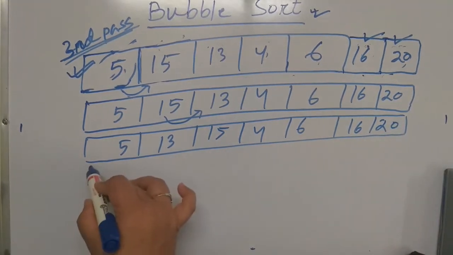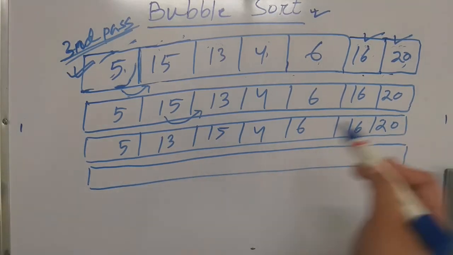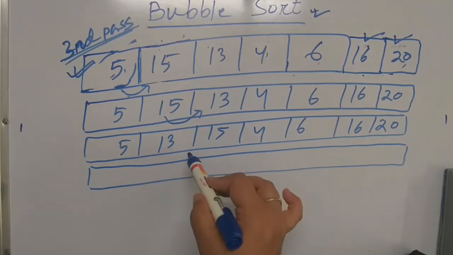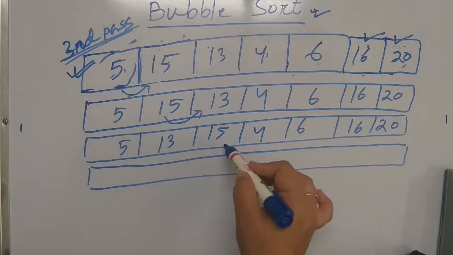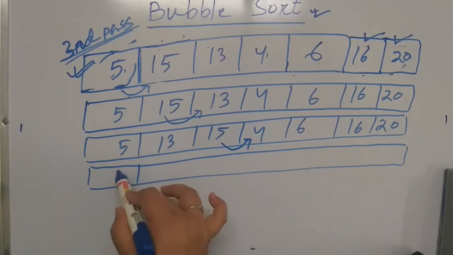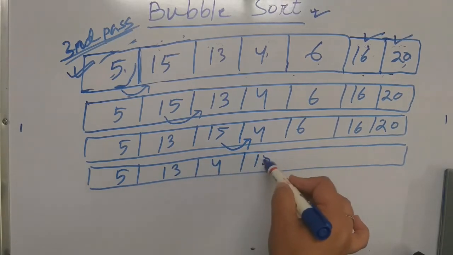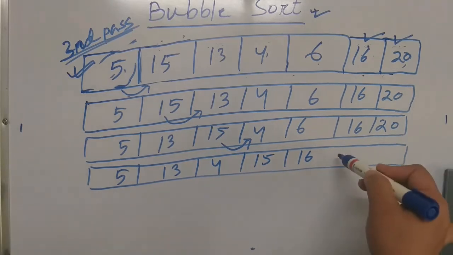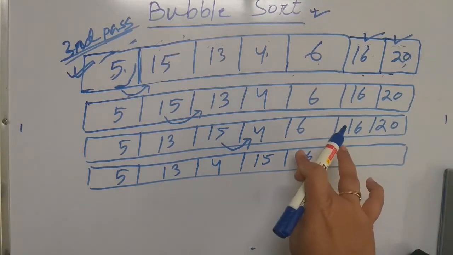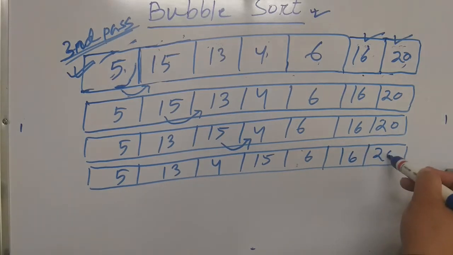Okay, so next, look at this, for the next step, not pass. Here 13, 15 is compared once again. Here 15 is compared with 4. So 4 is less than that of 15. So 4 is coming here, 15 is coming here, 6 is here, sorry, not 16. 6 is here, then 16 is here, then 20 is here.